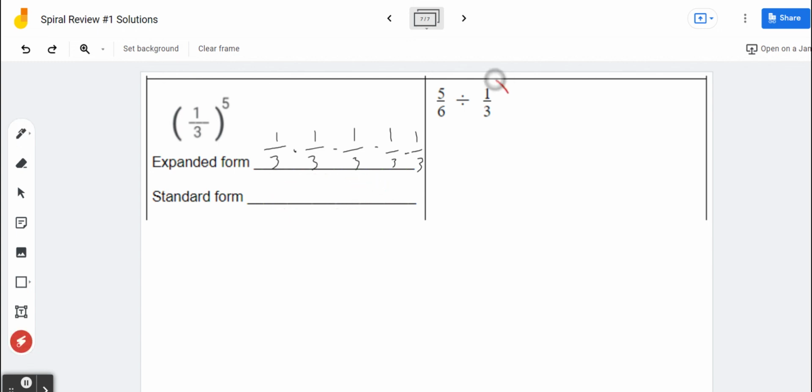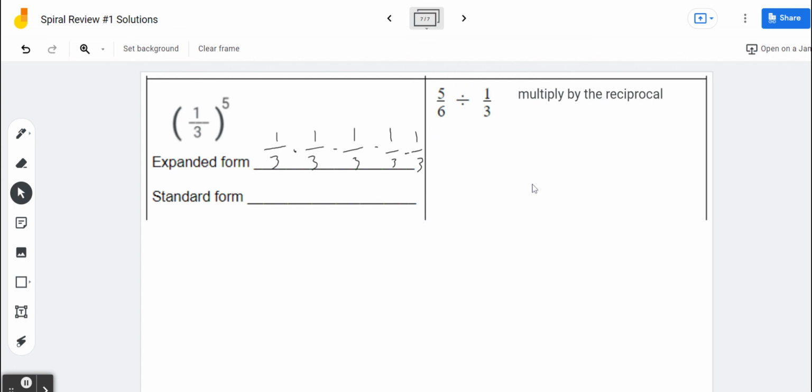And then the last problem, dividing fractions. Remember, that is impossible. We cannot divide fractions. Instead, we multiply by the reciprocal. And that's all I'll give you. You should have lots of notes on that in your notebook. And if you don't have the notebook, Google it. Multiply by the reciprocal. You'll find it very quickly.